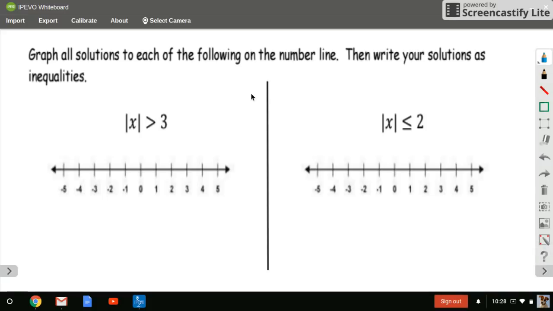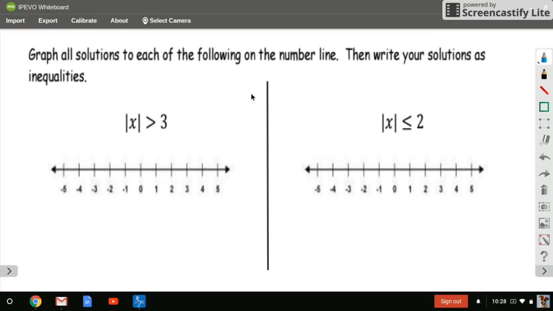Welcome. Today we will be working on solving absolute value inequalities. So mainly if you just need a refresher, or if you were out the day that we learned it, here we go through the notes. Graph all solutions to each of the following on the number line, then write your solutions as inequalities.